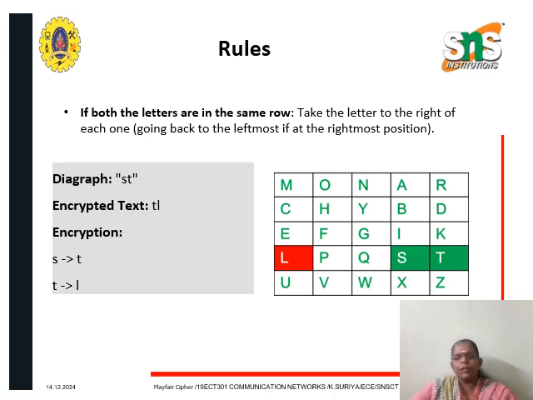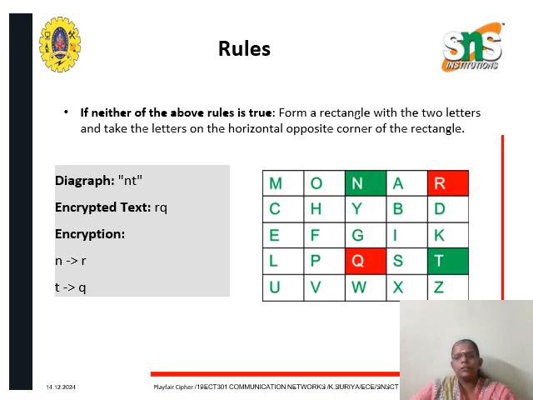The next rule is if both the letters are present in the same row, then you take the letter to the right of each one, going back to the leftmost if it is at the rightmost position. So here you consider the example ST. Since ST is in the same row, the ciphertext for S is T. Since the right letter of S here in the diagram is T, for S you'll be encrypting it using the letter T, and T is the rightmost letter, so you'll be coming back to the leftmost letter, which is the L as shown here in red color. So your S is replaced with T and T is replaced with L.